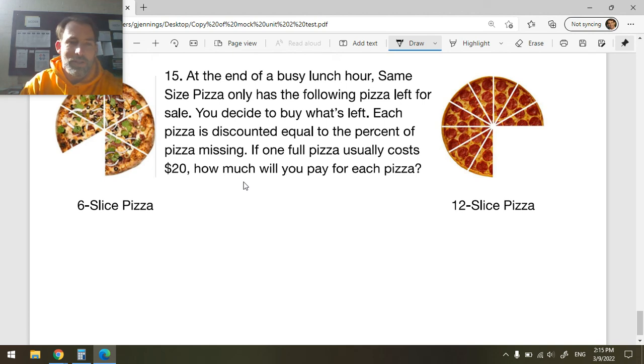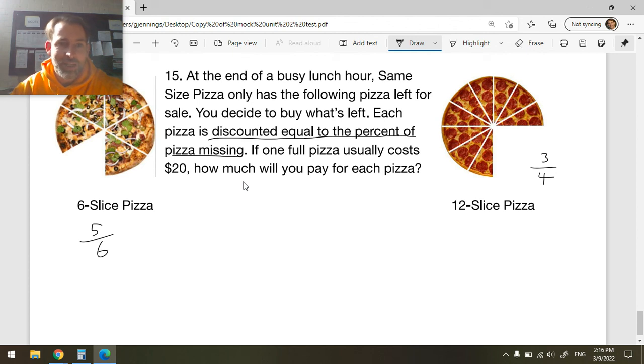All right. So last question. I'm a little over time, but here we are. Okay. At the end of the busy lunch hour, same size pizza only has the following pizza left for sale. This looks like 5/6 to me, and this looks like 9/12 or 3/4 to me. Okay, this is 3/4 of a pizza, and that's 5/6 of a pizza. And they're going to discount it equal to the percent of pizza missing. What's the missing percentage of pizza here?